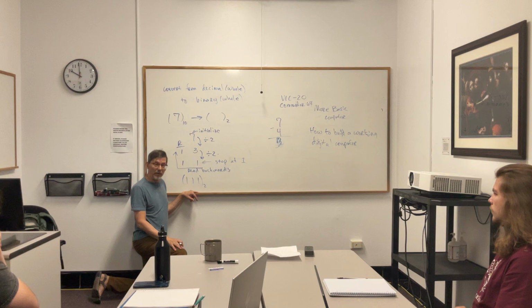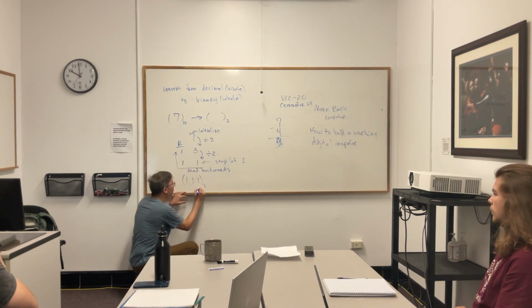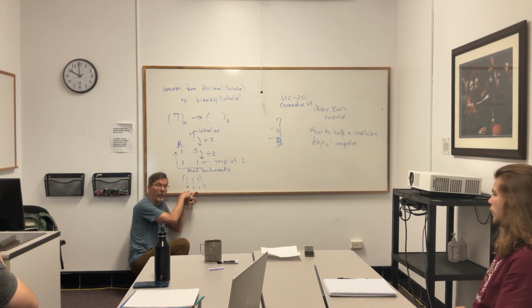7. We can double check this. Let's double check it since this is new for some of us. This is the 1's position, the 2's position, and the 4's position. I have a 4, a 2, and a 1. Gives me 7.